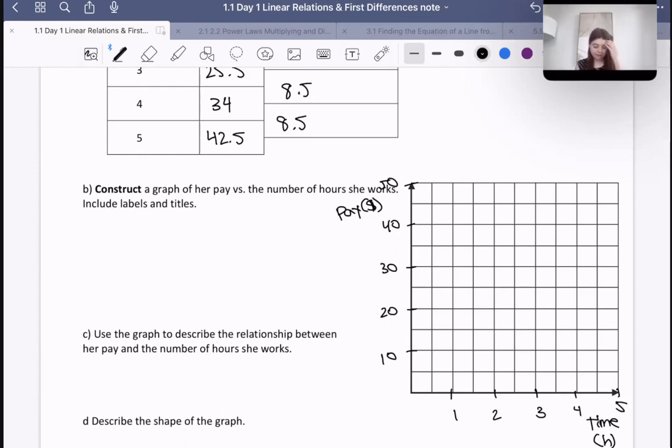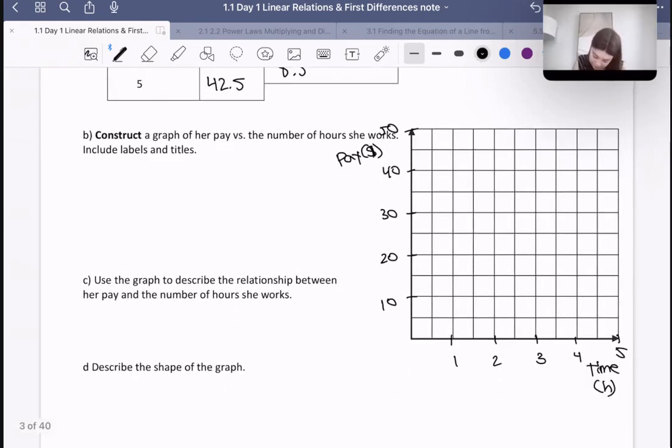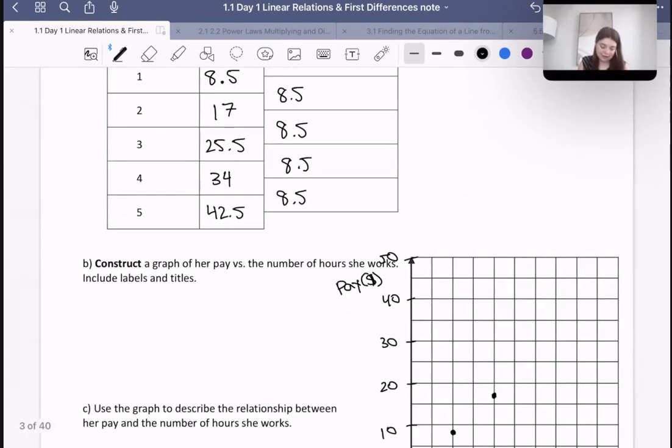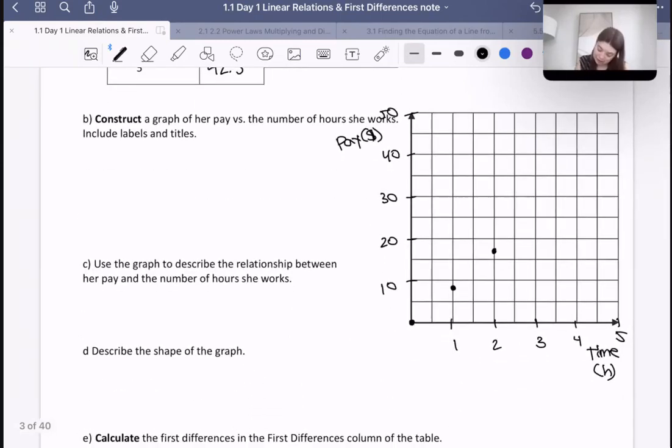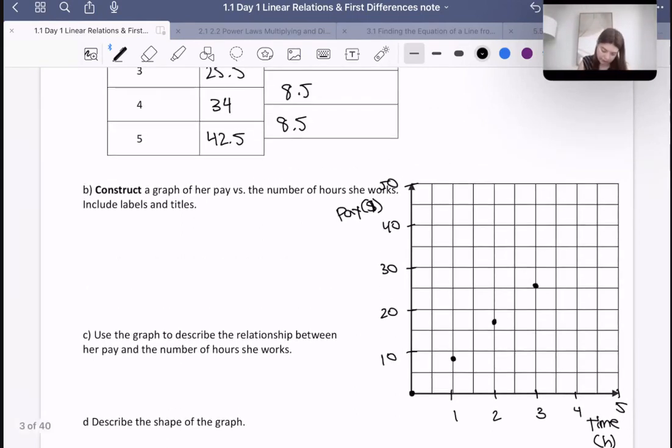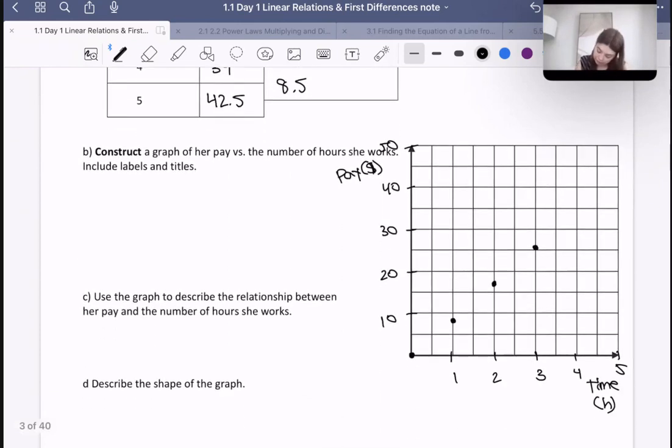Okay, very good. So 1 hour would be $8.50 a pay, so a little more than seven and a half of pay, so that's about there. Okay, what about 2 hours? That's going to be $17. So here's 15, 16, 17's about there. Okay, and then of course 0 hours means $0. I'm sure you don't make anything for doing nothing at your job. And then 3 for 25.5. Okay, so there's 25, and 25.5 is a little above that. Okay. Then we have 4 and 34. So 4 hours means she makes $34.